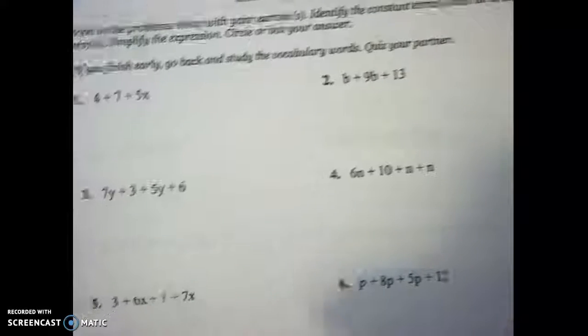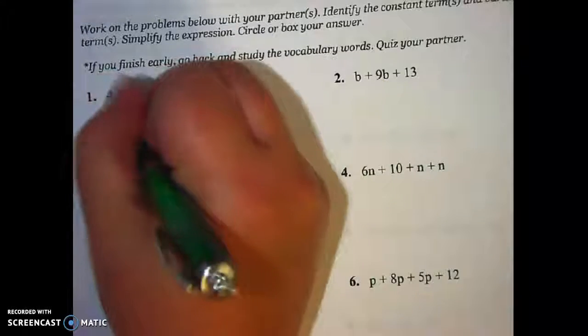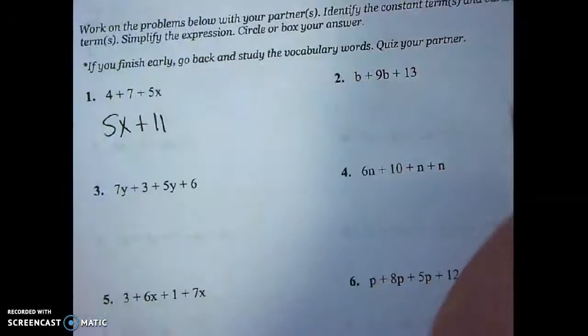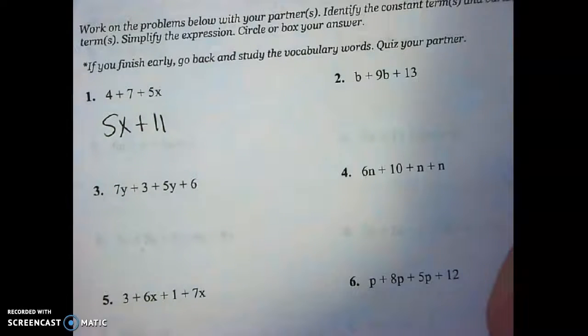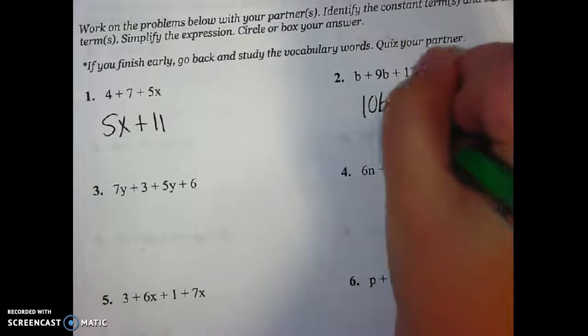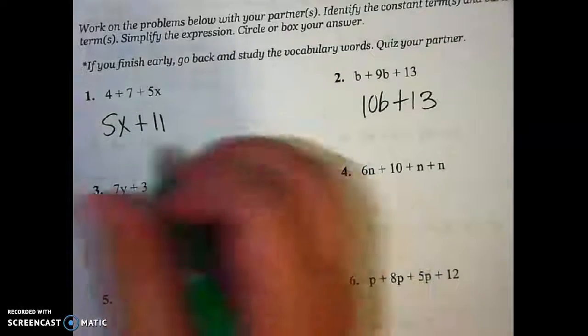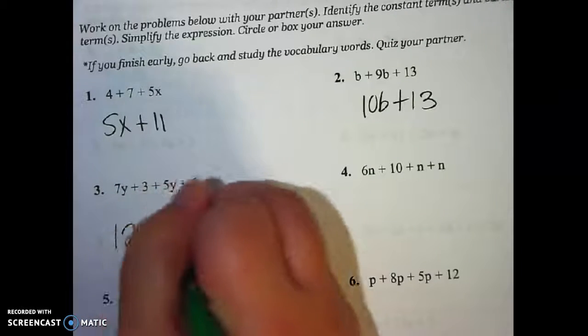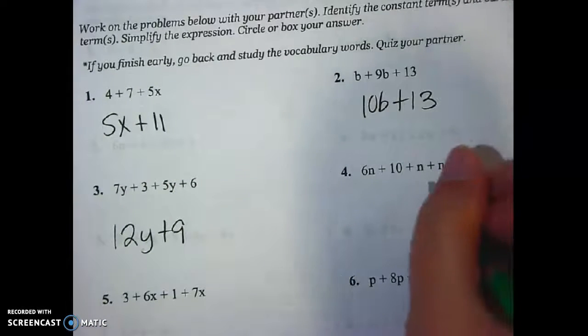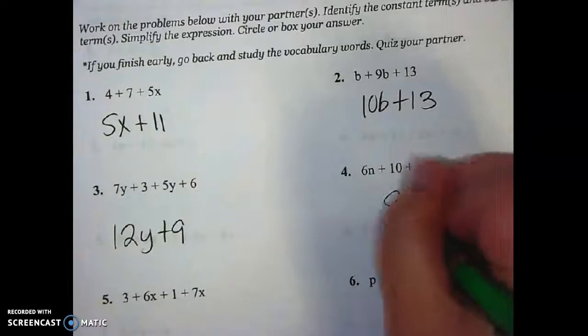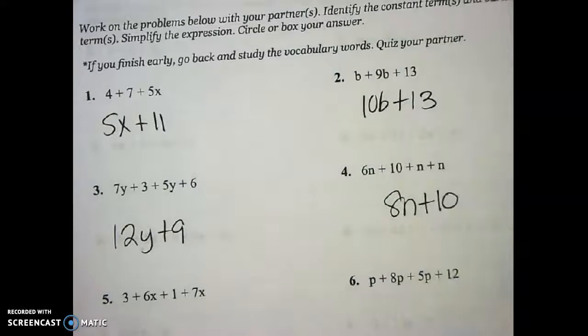Partner practice. Number 1, you should have 5x plus 11. Pause the video to make sure you have time to check and make sure your answer is correct. You should have already worked these out, but you need to make sure your answers are correct. Number 2 is 10b plus 13. 3 is 12y plus 9. 4 is 8n plus 10.